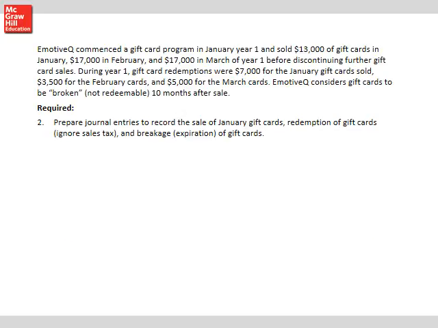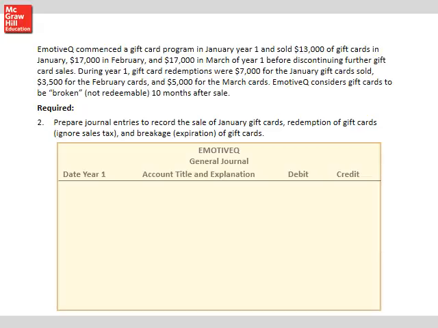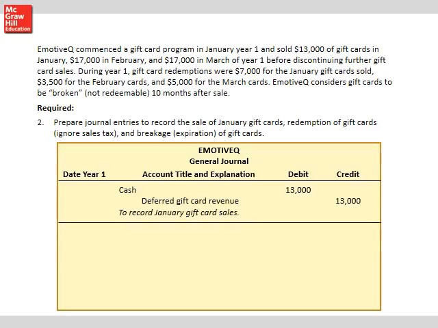Okay, the second thing we have to do in this problem is prepare the journal entries to record the sale of the January gift cards, the redemption of the gift cards, and the breakage of the gift cards. So in year one, we're going to have cash of $13,000. That's the gift cards that we sold. And we're going to have deferred gift card revenue of $13,000.